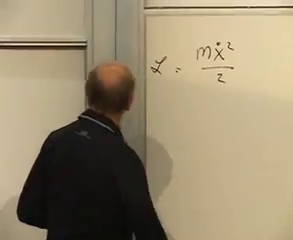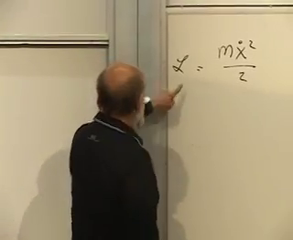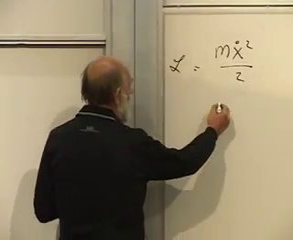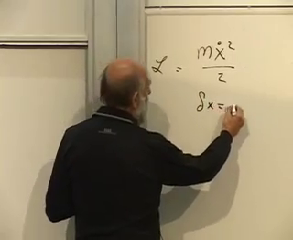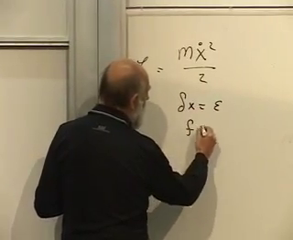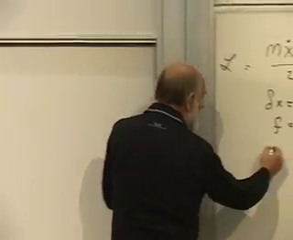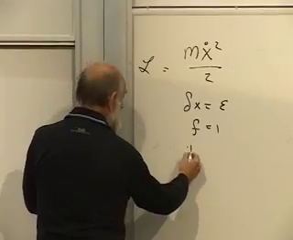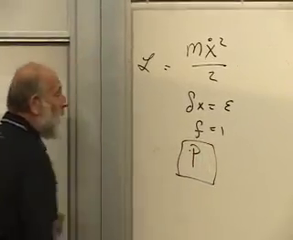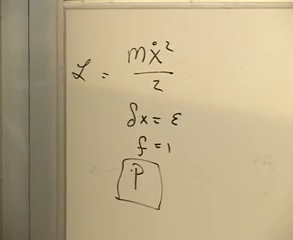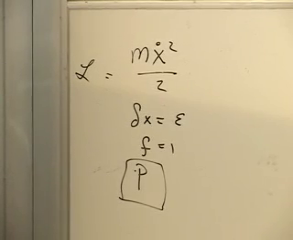If this is the Lagrangian, then let's just go through it. The delta x is just equal to epsilon. That means f is equal to 1. And the conserved quantity is just p, momentum. So sometimes it can be that the conserved quantity really is momentum. Other times it may not be.